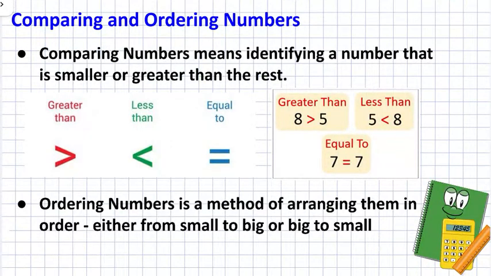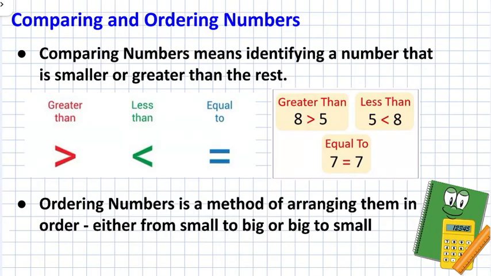Comparing numbers means identifying a number that is smaller or greater than the rest. And when comparing numbers, we use signs like greater than, less than, and equal to.